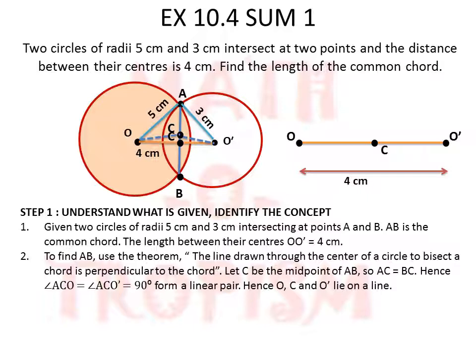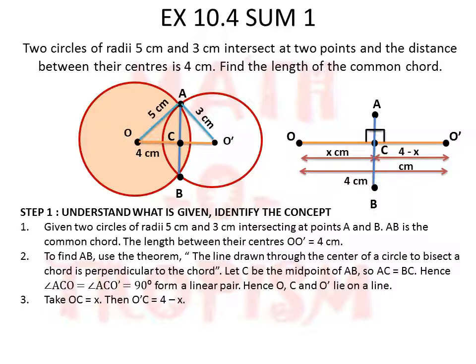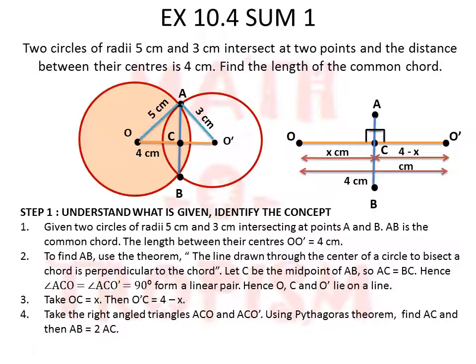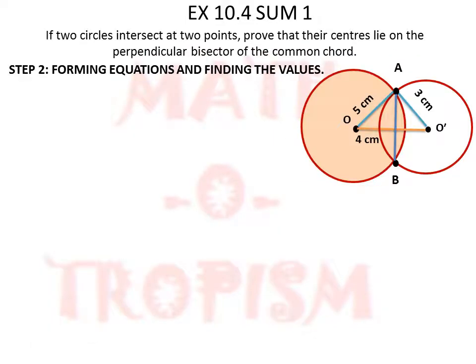So angle ACO will be equal to angle ACO dash, and that will be equal to 90 degrees. If OC is x, then O dash C will be equal to 4 minus x. Now since these are right angles, triangle ACO and triangle ACO dash both will be right angled triangles, and we can use the Pythagoras theorem to find AC. After finding AC, we know that AB is twice AC, so indirectly we can find AB. So this is how we are going to proceed: forming equations and finding the values.